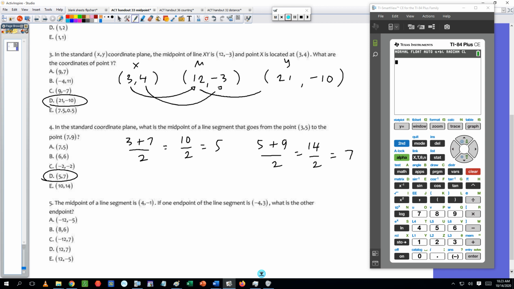And the midpoint of a line segment is, so this is similar to number 3. So we have one of the points. So let's say that's your x point, and we have your midpoint. And we want to figure out what the y point is going to be. Hope you followed what I did earlier.